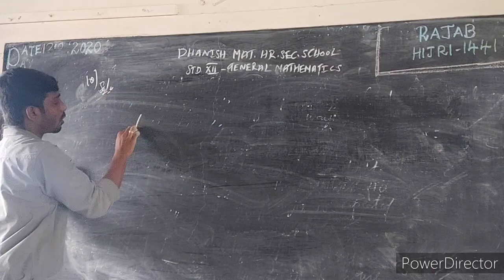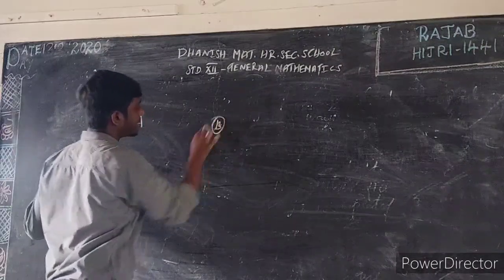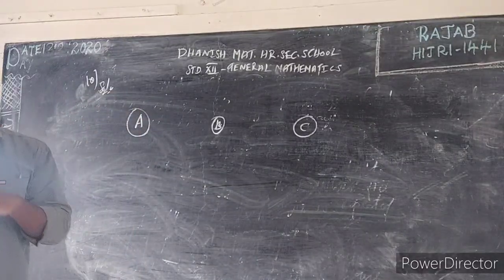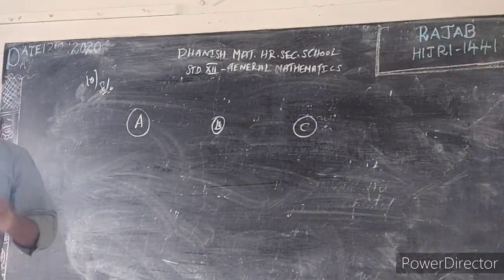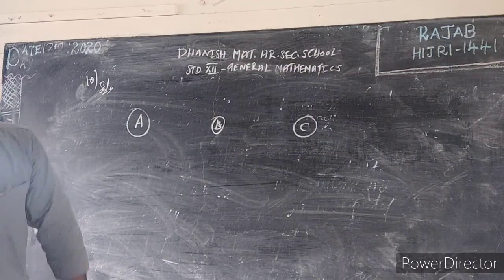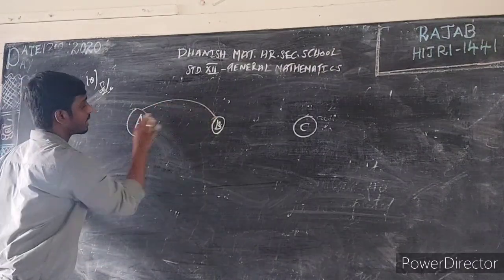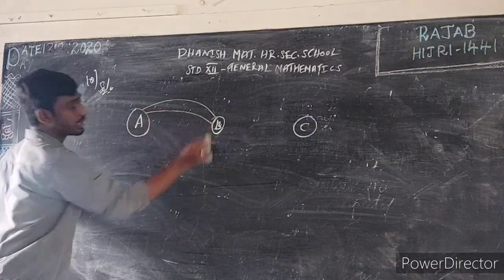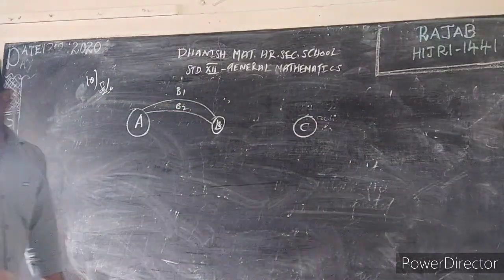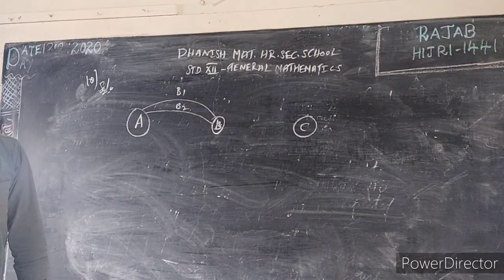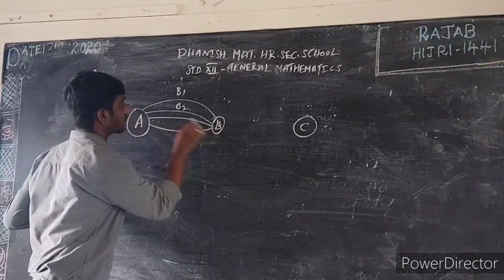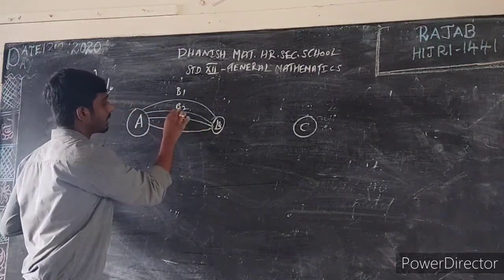How many routes? A, B, and C here. So how many ways here? From A to B, listen here. From A to B there are two different bus routes, that is B1 and B2 here. This one is B1, this one is B2. Then, two different train routes, that is T1, T2 here.